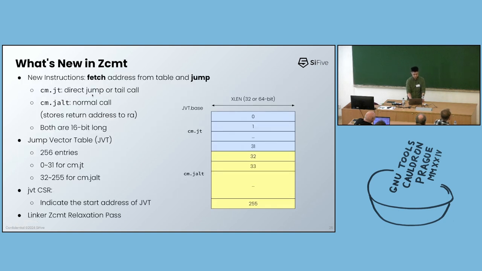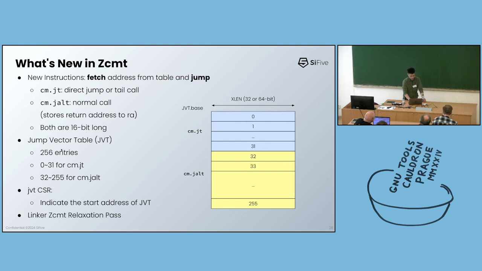So in Zcmt, we have two new instructions, and this might answer the question from before. This one is for direct jump or tail call, and it will not store the return address to RA. And this one, JALT, where AL means jump and link, with this instruction the return address will be stored to RA. And both instructions are 16 bits long.